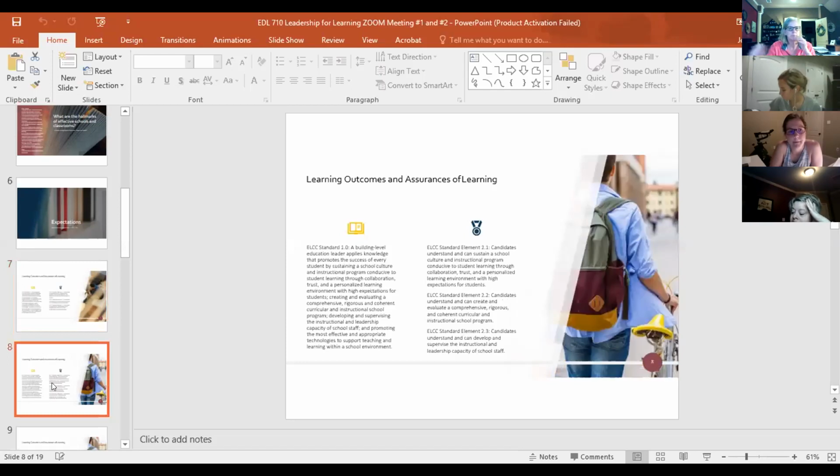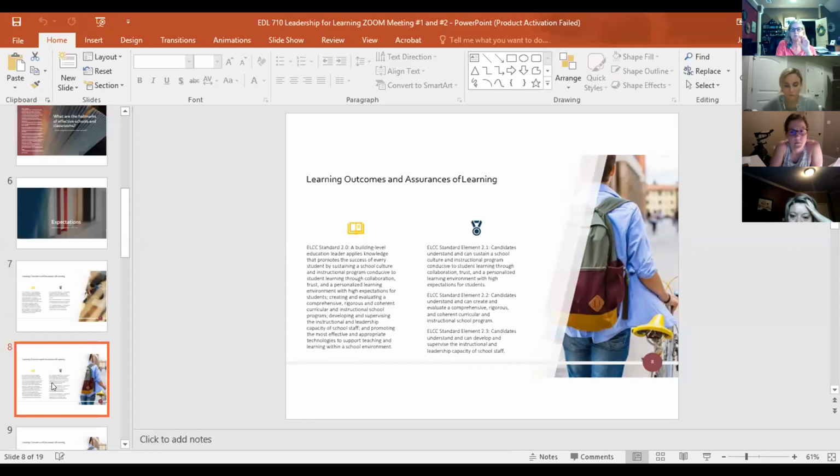Okay, go on. So this is 2.0, and again, a very long standard. A building level educator leader applies knowledge that promotes the success of every student by sustaining a school culture and instructional program conducive to student learning through collaboration, trust, and a personalized learning environment with high expectations for students. That's a mouthful. So they've broken down the standard into those same sub-elements.